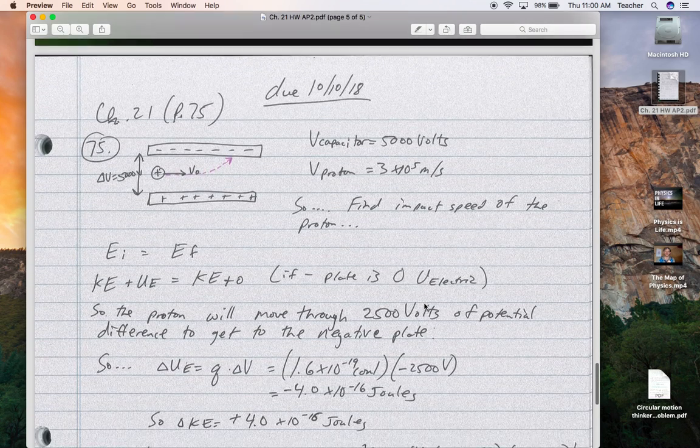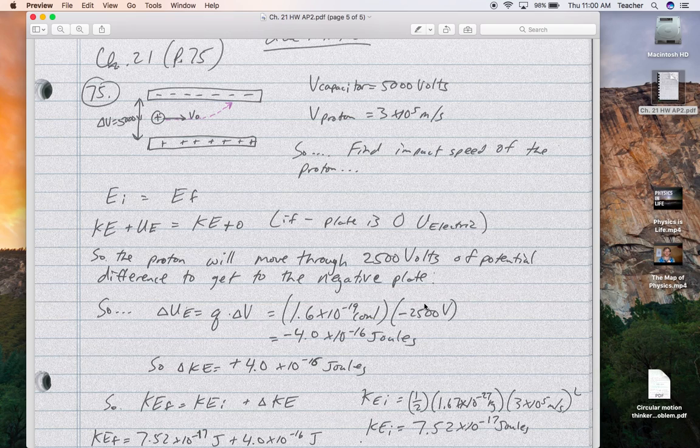75 is the one we didn't get to go over. So it talked about the capacitor voltage being 5,000 volts, the velocity of the proton being 300,000 meters per second going to the right. So if this is due in the middle, right in the middle, it's asking you to find the impact speed of this. So we know that E initial is equal to E final, that's energy.